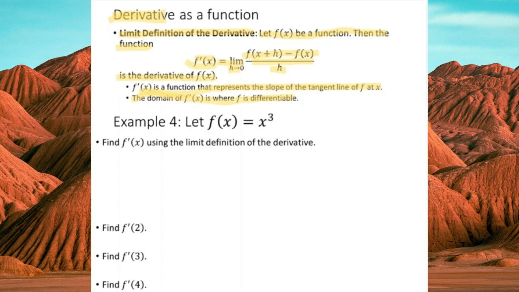Now, because our definition is just the limit of the difference quotient, we're going to evaluate our difference quotient first and then take the limit as h approaches 0. The first step of finding our difference quotient is we want to find f of x plus h, which here would be x plus h cubed.